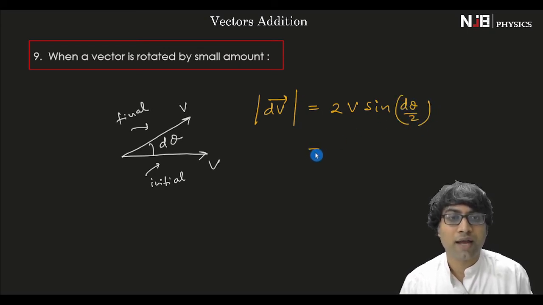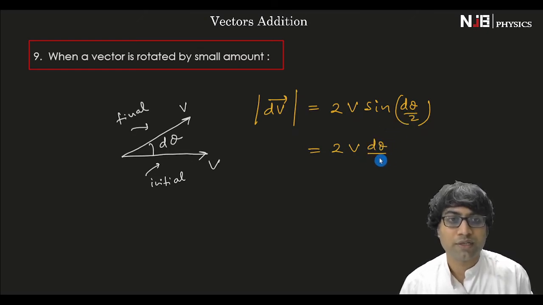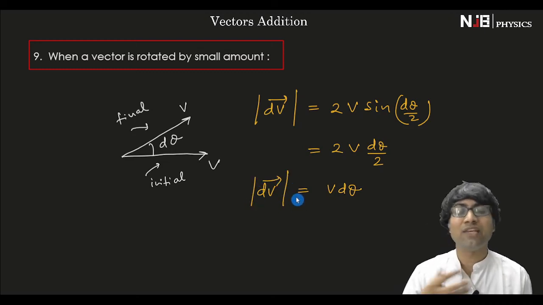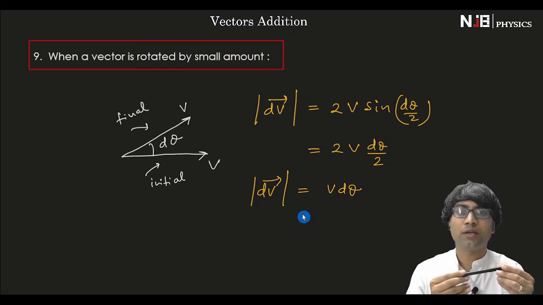And we already know that since the angle is very small, sine of theta can be written as equal to theta. So in this case, sine of d theta by 2 will be written as simply equal to d theta by 2, or this is simply equal to v times d theta. So this is going to be the magnitude of little change in any vector if it is rotated by a small amount. Well, this concept is going to be useful in physics in many places where a physical quantity which is a vector quantity is rotating.